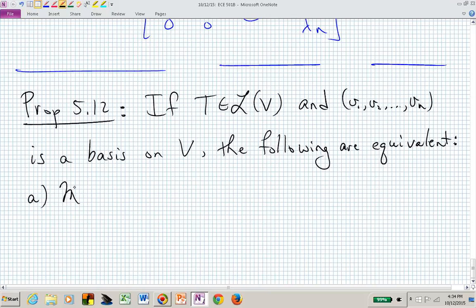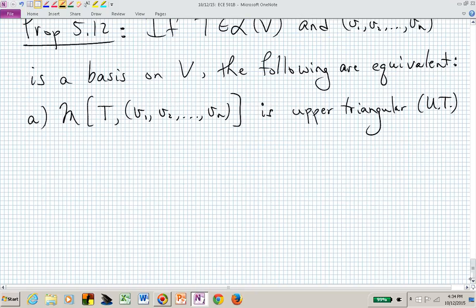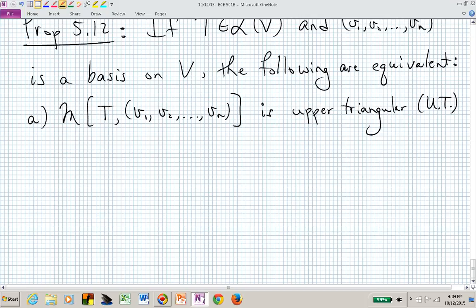First, if we now have this matrix of T on the basis V1, V2, up to V sub n, and now with that basis, let's say that that matrix representation is upper triangular. That's the first statement. The matrix representation of T is upper triangular. And we know what that looks like. And we may call that UT, upper triangular.